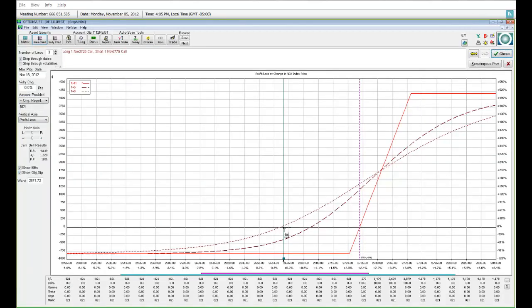Okay? If the market continues to go up, you're going to make money. If the market stays the same or does not go beyond 27.25 at expiration, like 11 days from now, you're still going to lose money. So you're saying, hey man, I think the market's going to go beyond 27.25 within the next 11 days. Maybe you're right, maybe you're wrong.